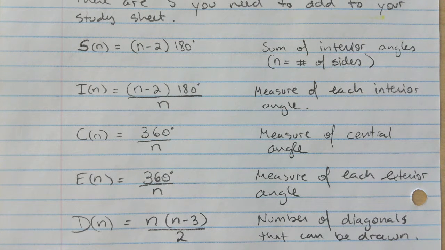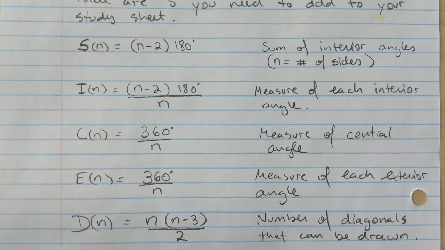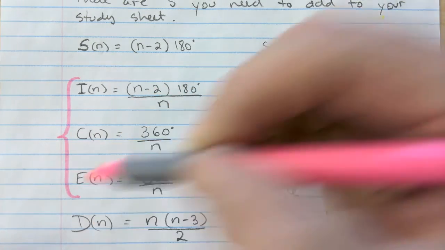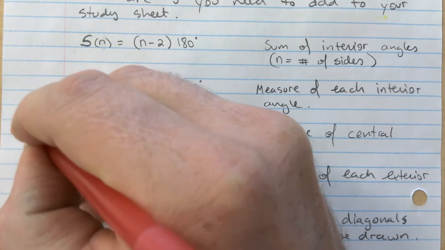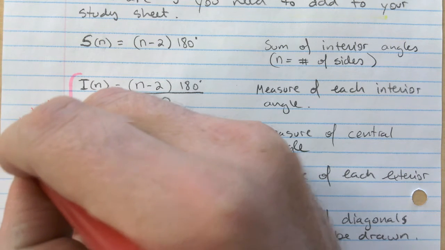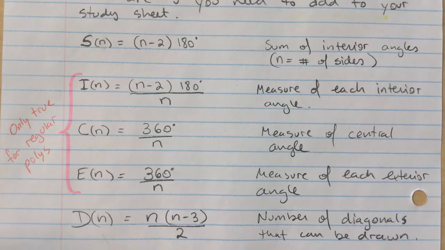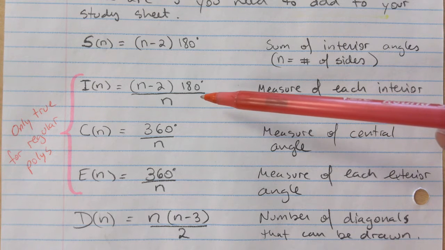What I'm going to tell you though is that there are three here in the middle that are just pertaining to regular polygons. All right, so these three are only true for regular polys, right? Those three only apply because if it's not a regular, then each interior angle will be different, right? So you're assuming that each angle is the same when you're using this formula, right?